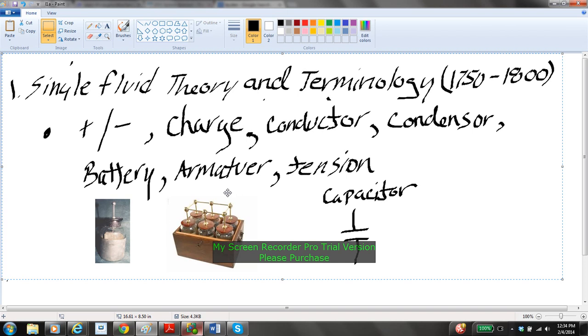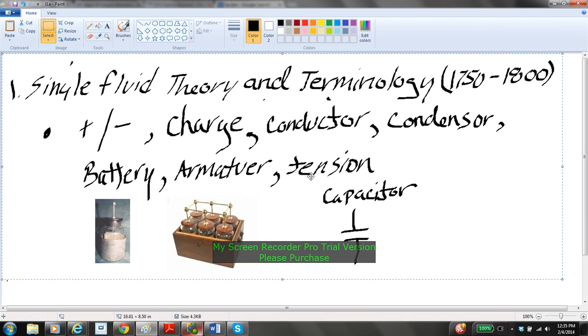He also came up with the term armature, or these are all terms, but he reapplied them to electricity. Armature and tension. Armature, now it's applied to motors, but initially he applied it to the hard surface around amber. Around the hard shell around amber.